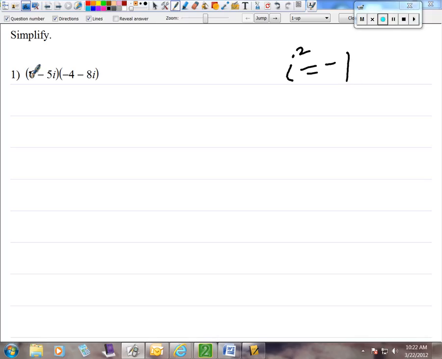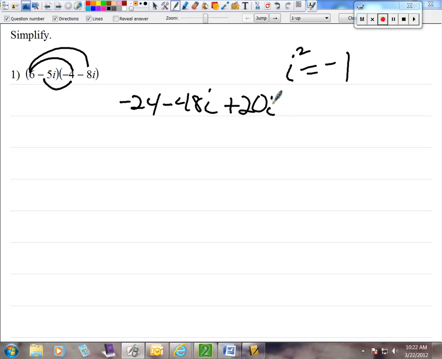for example, you can just distribute. 6 times -4 is -24. 6 times -8i would be -48i. Then we do the next one. -5i times -4 would be positive 20i, wouldn't it? Now here's where you have to, and I wouldn't do the answer all at once. -5 times -8 is positive 40, but i times i is i squared. So you should go ahead and write it like that first.